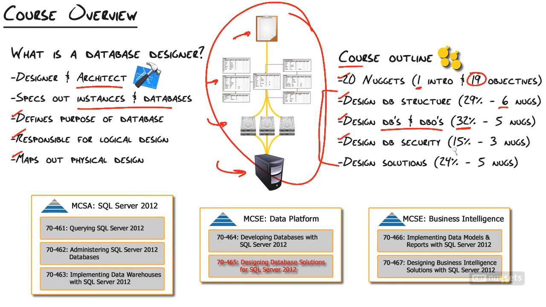Then security here is just a small part of the exam, 15%. We have 3 nuggets that cover it. We've got a nugget for database security, designing instance security, and one for designing and utilizing policy-based management. That's a good one. And at the end here, we've got 24% of the exam, 5 nuggets, covering how to design and optimize SQL Server solutions. Here we're going to talk about how to design a maintenance strategy, design for high availability, design for replication, and we've got a couple of nuggets on monitoring server health and tuning database performance.